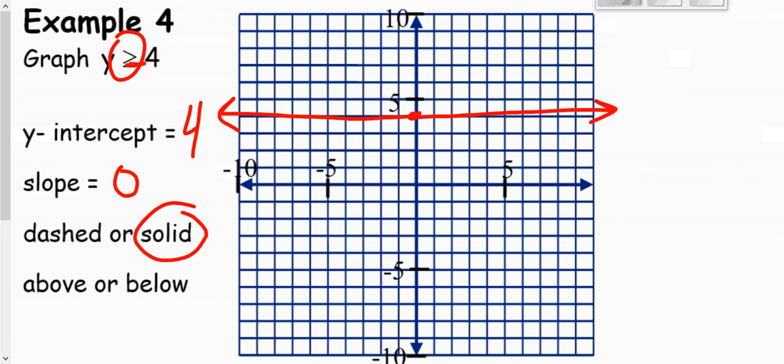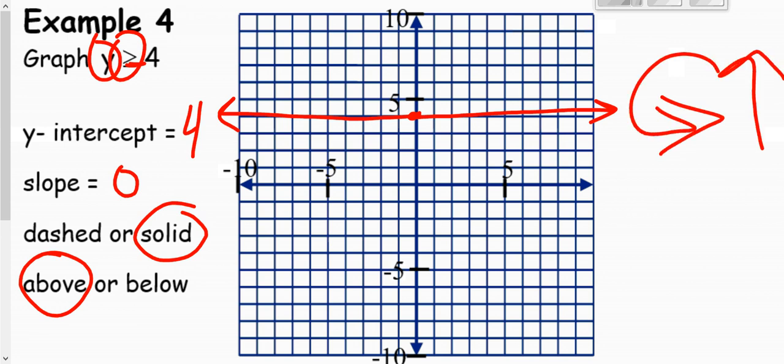Then we need to figure out if it's going to be above or below. So let's think about this. On which side of this line would our y-coordinates be greater than 4? Would that be above the line or below the line? Above the line. Remember, greater than, we think of up. So I could draw my lines going up. And that's where I shade.